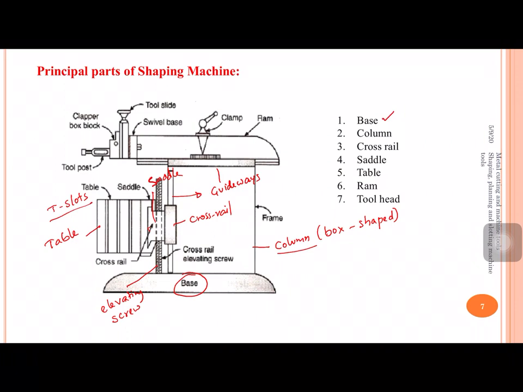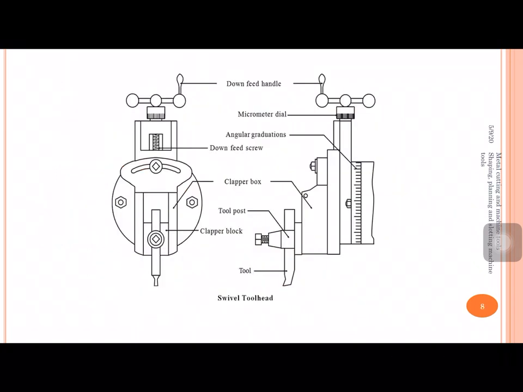Next one is the ram. You can see this is the ram. The ram is placed on the top guideways which are provided on the column. And the front portion of this ram is provided with what? It is provided with this tool head. The detailed features of this tool head are discussed in this slide.